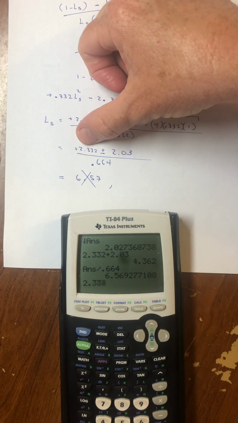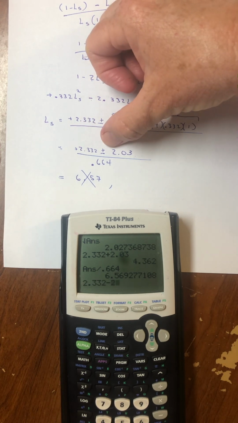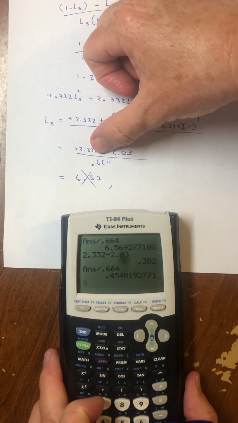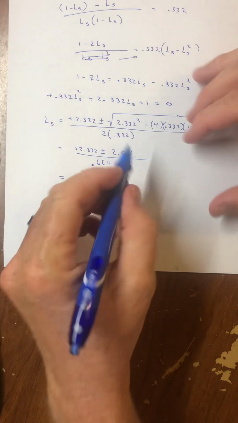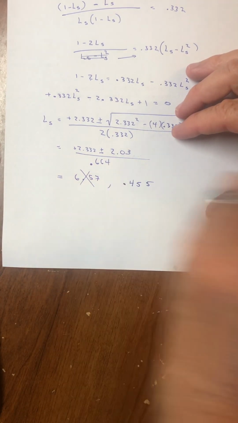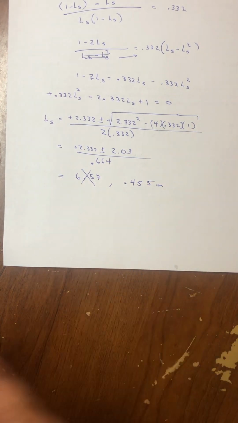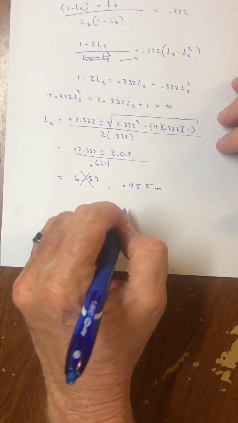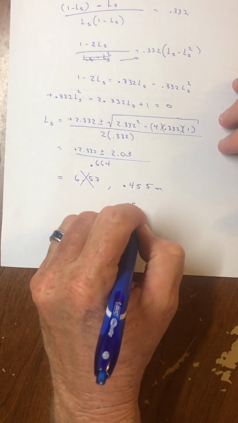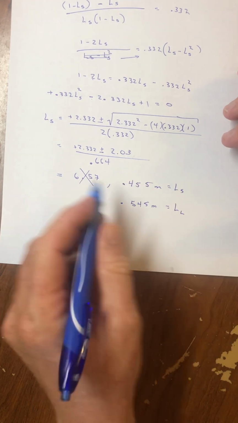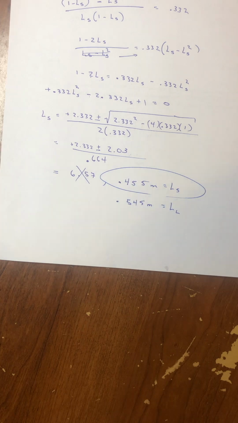So 2.332 minus 2.03. Then divide by 0.664. And that is 0.455 meters. Which, out of curiosity, means that 0.545 meters is the long one. But the question asks for the short one. So there's the short length and there's the long length. So a lot of algebra in that one.